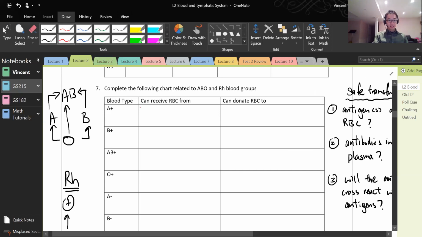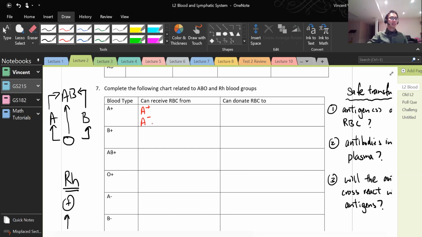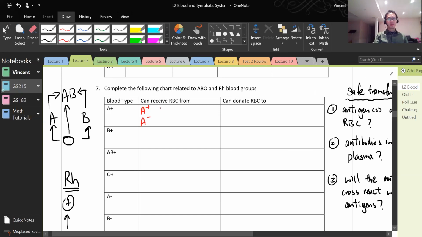A positive and A negative. Yes, you can receive from another A positive. You can receive from another A negative. Very good. Anyone else? Who else can I receive it from? Yes, we can also receive from O positive and O negative, right? Take a look here, right?